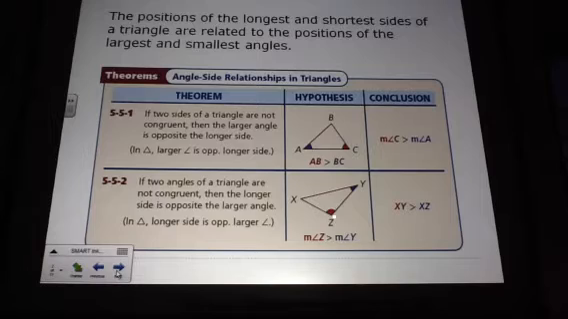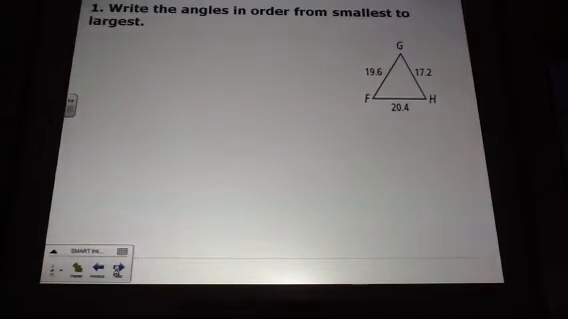If you have the measure of angle Z greater than the measure of angle Y, well then the segment across from angle Z, which is XY, is going to be greater than the segment across from angle Y, which is XZ. So let's apply it.